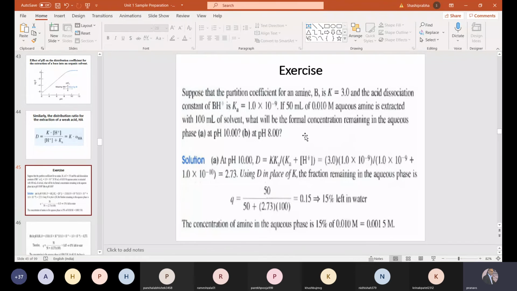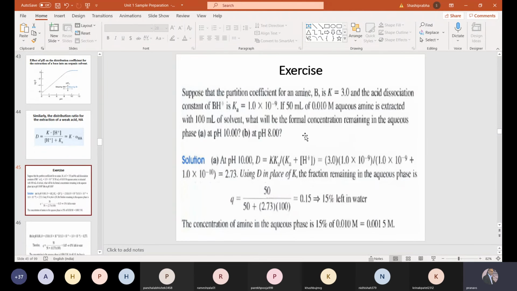Now the question is, what will be the formal concentration remaining in the aqueous phase at pH 10 and at pH 8? So for a base, you already know that greater the pH, greater would be the efficiency, and lower the pH, the efficiency would be less. And that is what is supposed to be proved using this problem.